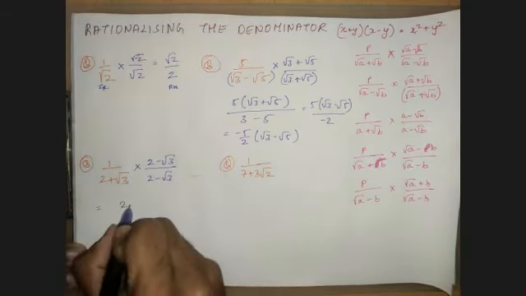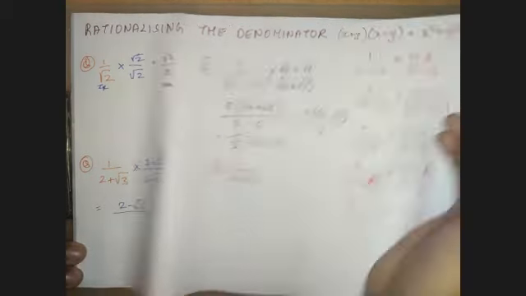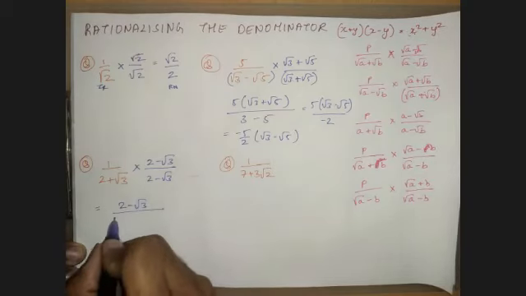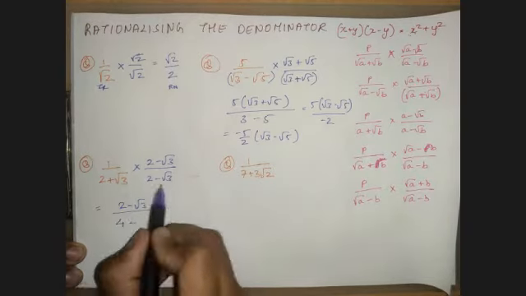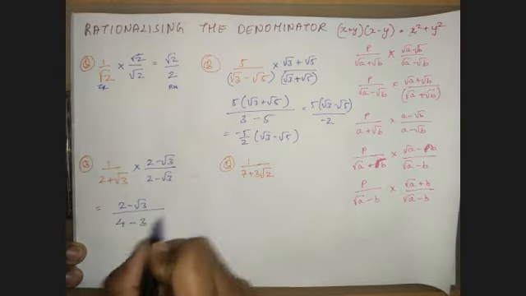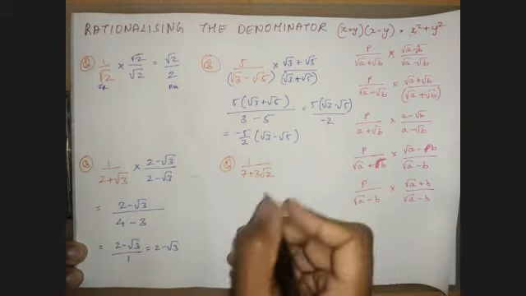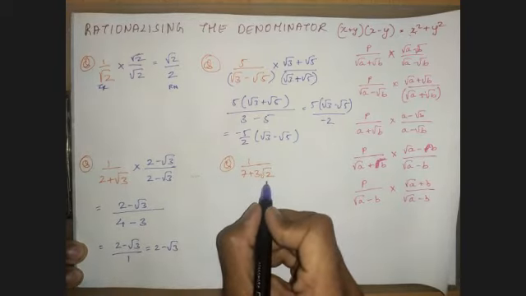I get 2 minus root 3 by, in the denominator we use this equation. So this is x and this is y. So x square is 2 square, which is 4, minus root 3 square, which is 3. So I get 2 minus root 3 by 1. 2 minus root 3. Okay. So let us do this one also.